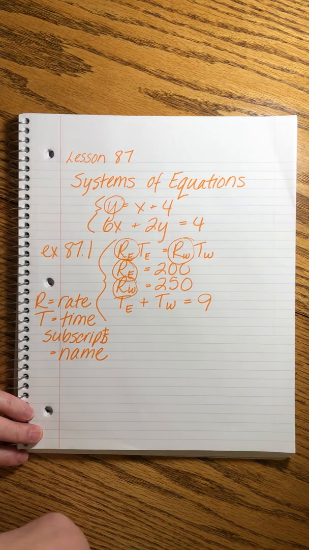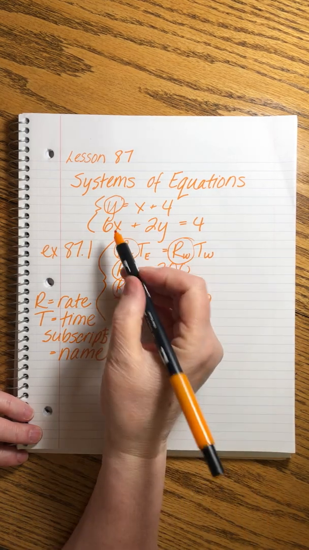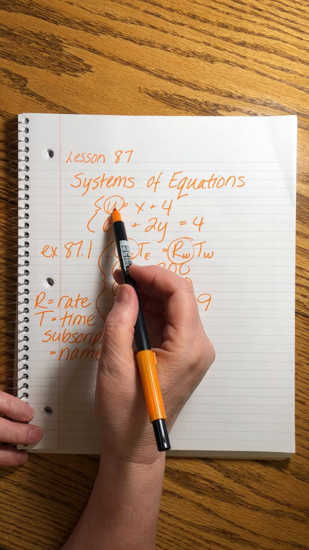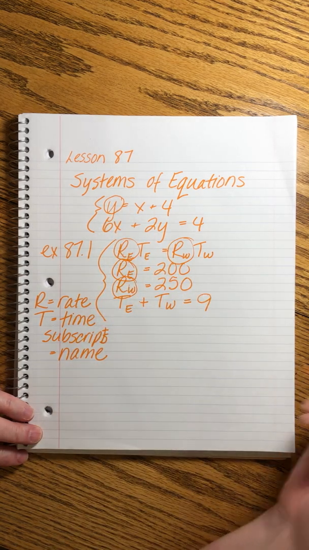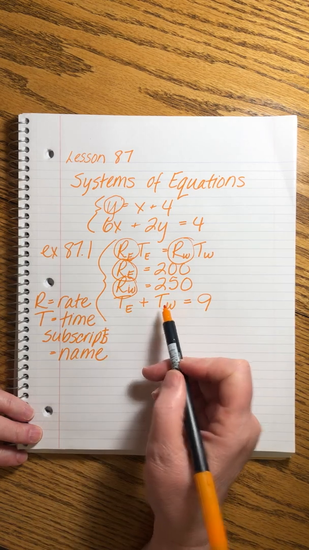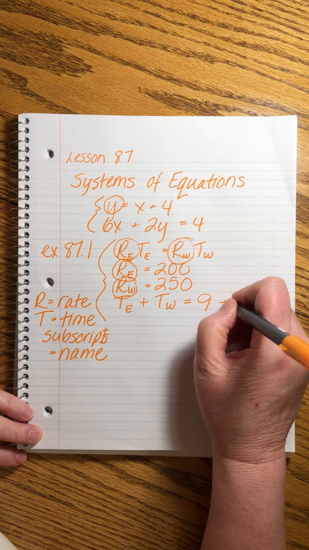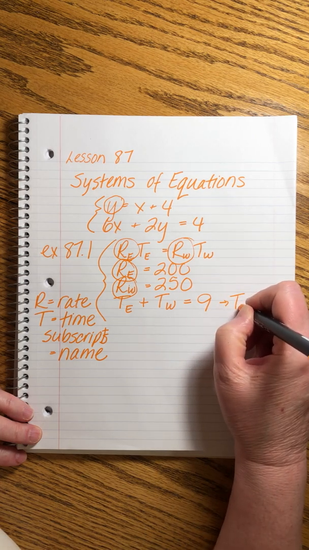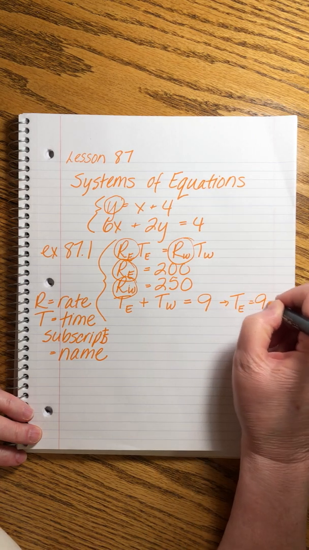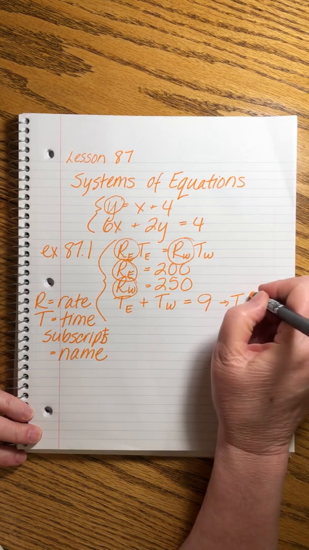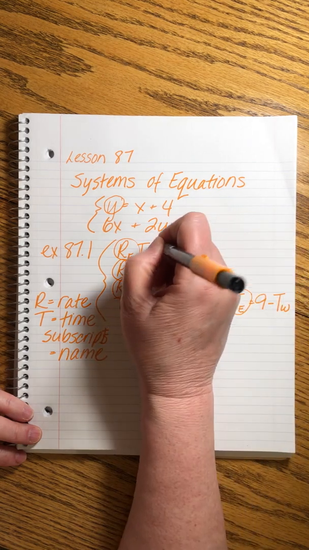Now, what do we do with this last one? The problem with this last equation is that it's not set up like this, right? It's more like this where the x and the y are together. We want it to look more like that. Well, we know how to fix that, right? Just subtract one of these or the other, it doesn't matter which, to the other side. So we'll change it to be, let's just bump the TW. So I'll make it TE equals 9 minus TW. So we're just gonna rearrange this a bit. And now this will go in here.